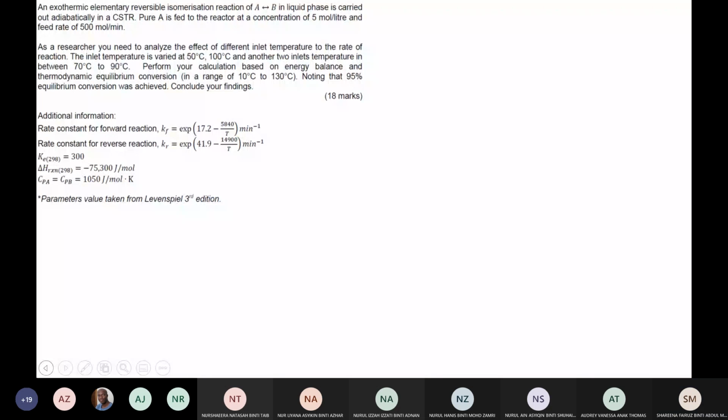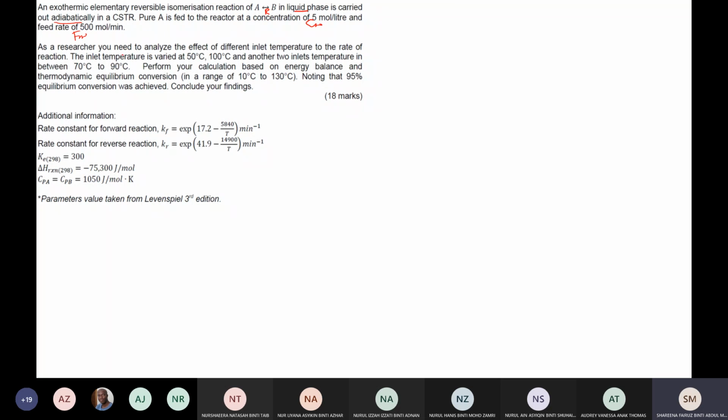An isothermic elementary reversible isomerization A to B is given. So this is reversible, in liquid phase, and carried out adiabatically. They already tell us this is adiabatic in a CSTR. Pure A is fed to the reactor at a concentration of 5 mol per liter and feed rate of 500 mol per min. So they have given the FA naught and the CA naught.